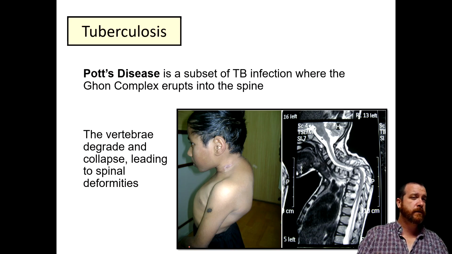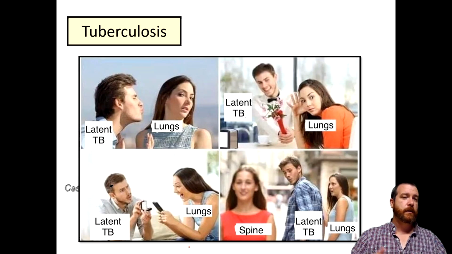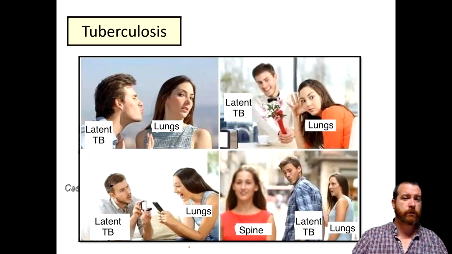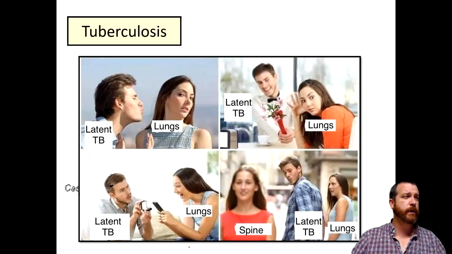Pott's disease is a subset of tuberculosis; only some people with tuberculosis will develop Pott's. You can kind of think about this as the latent TB trying to get out of these Ghon complexes. It's trying to infect the lungs over and over and over again. And eventually, if it breaks out of these Ghon complexes, it can then move into other tissues that are less able to control and restrict the ability for TB to spread.